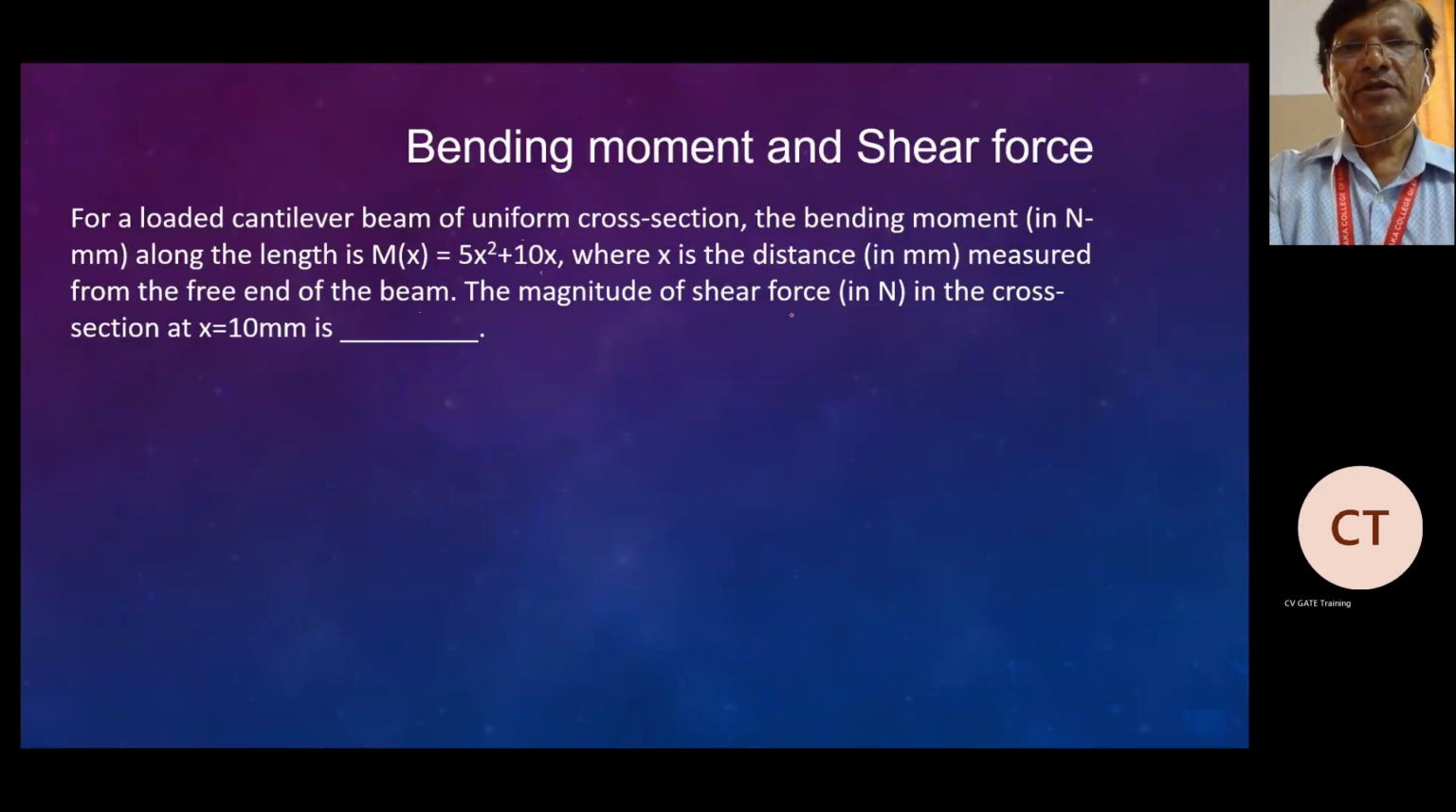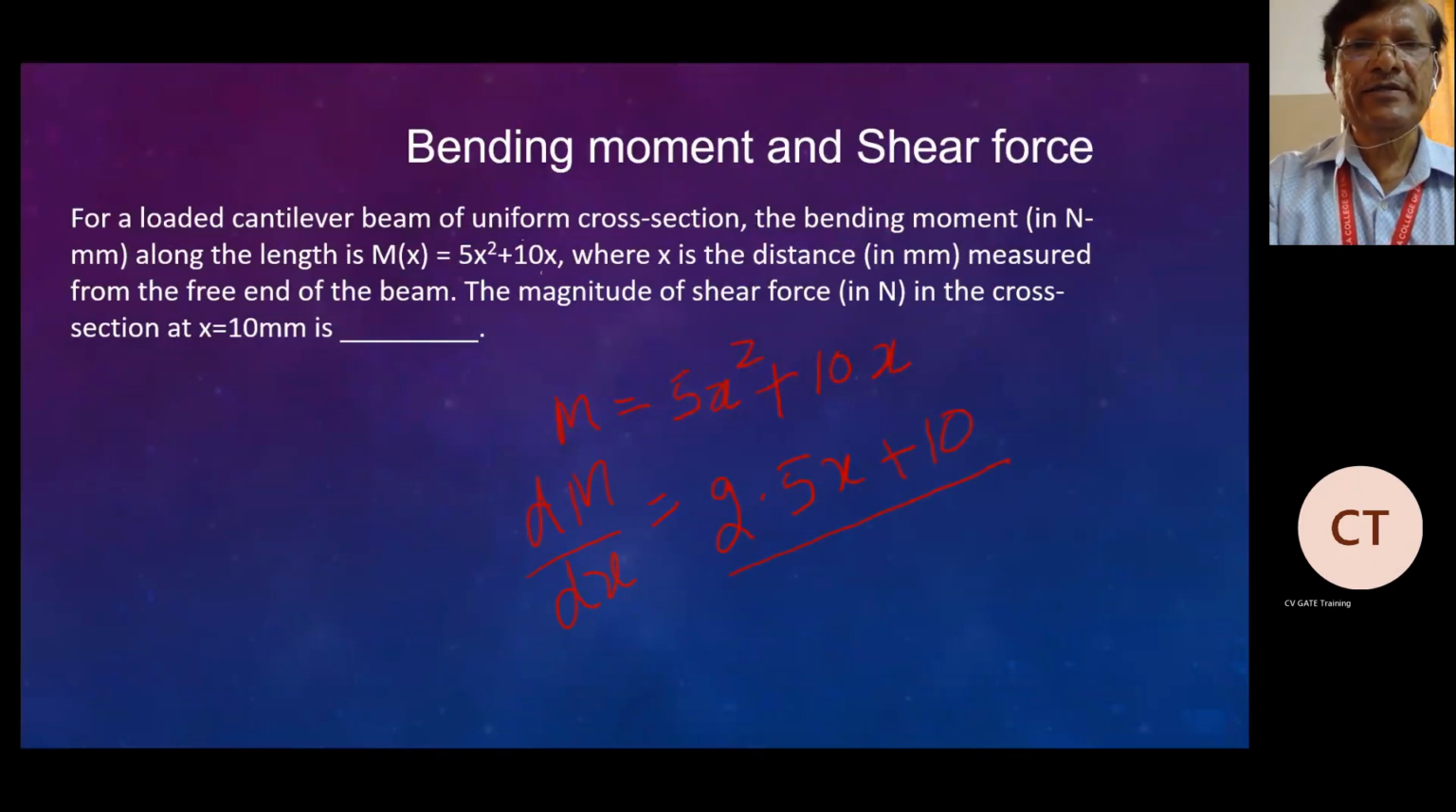The magnitude of the shear force in the cross section at a distance x. So what is given? They have given the moment, which is equal to 5x square plus 10x. So what is the shear force? The first derivative of the moment will be the shear force. So the derivative will be 2 into 5x plus 10. That will be the shear force.